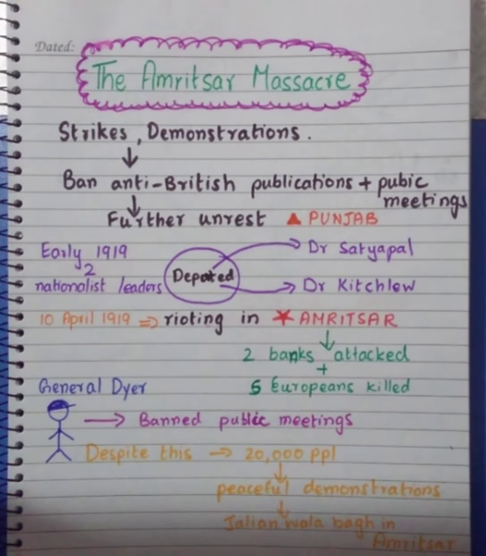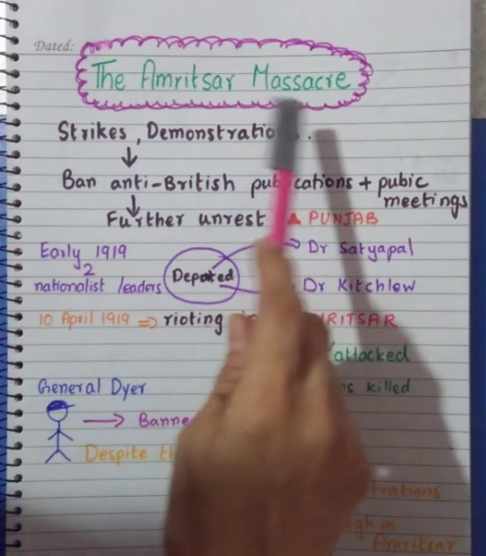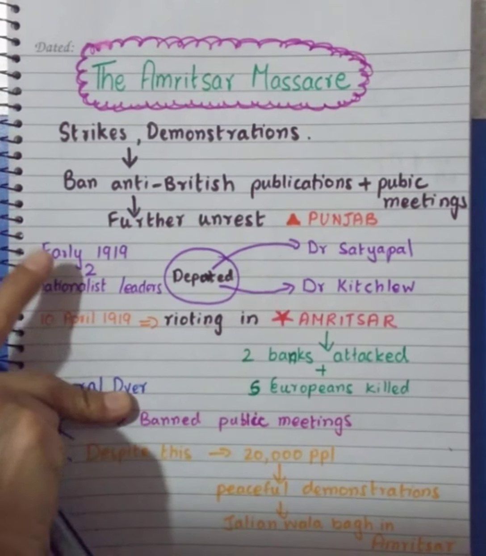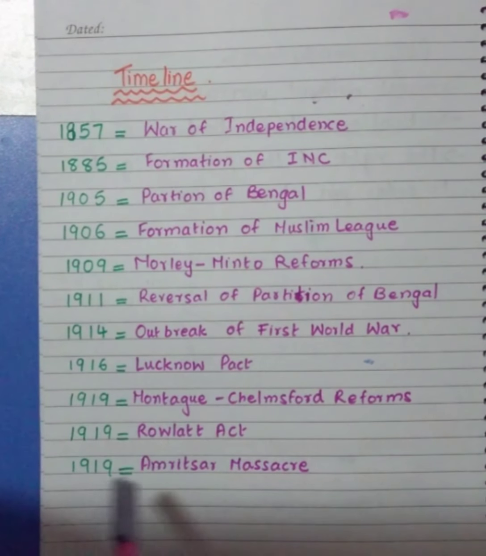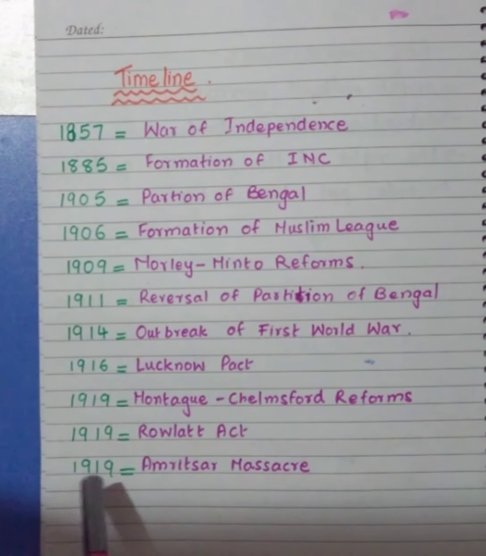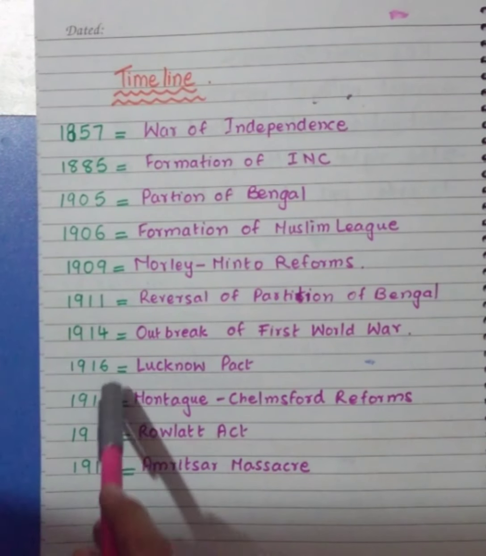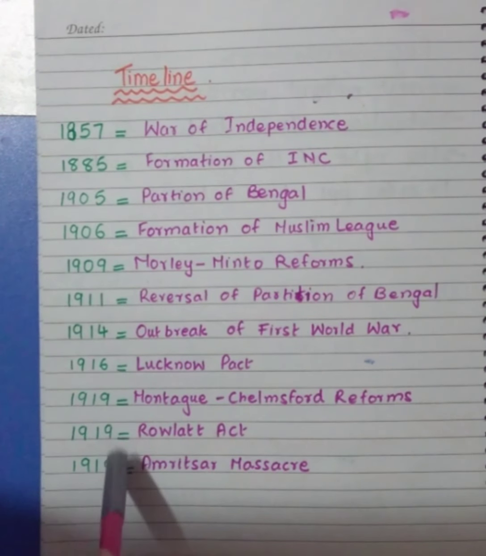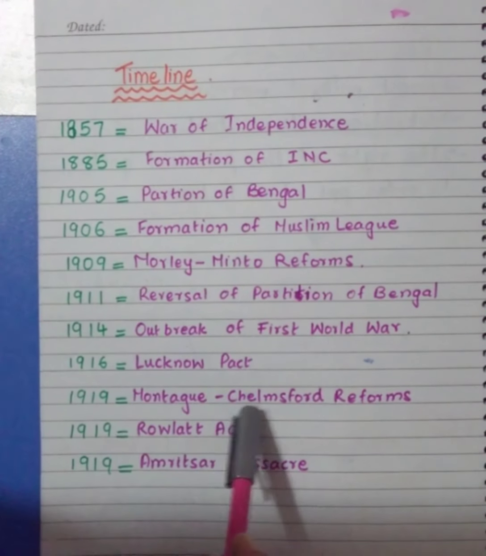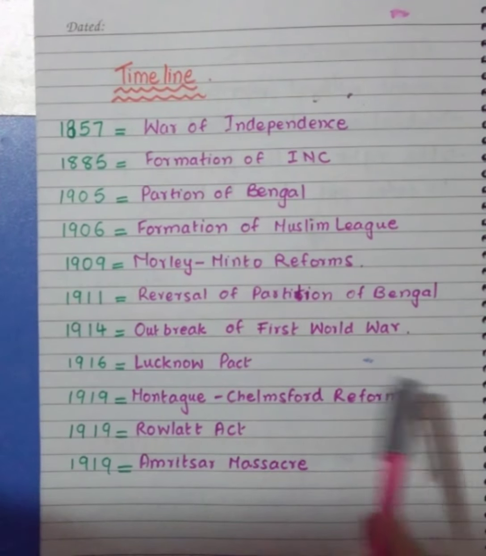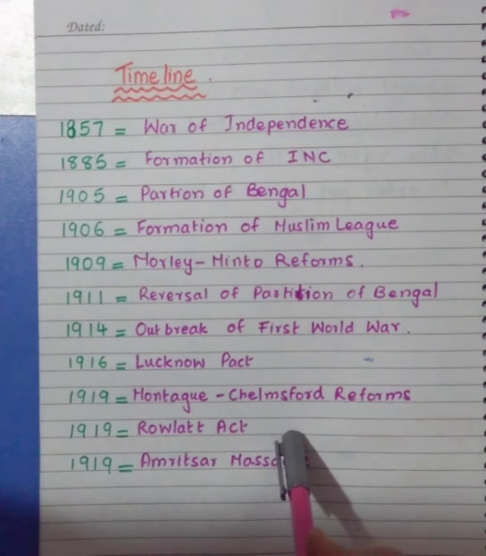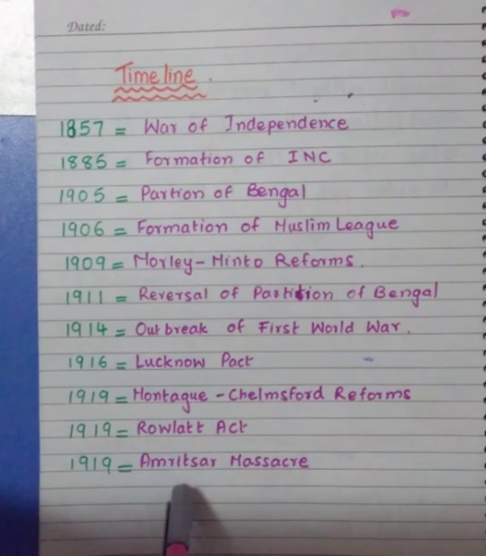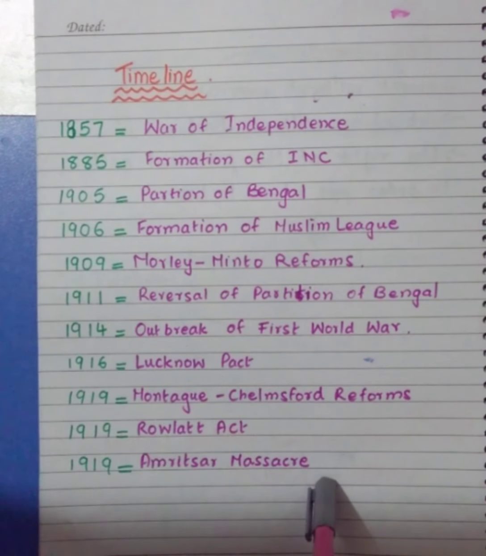And today we'll be talking about the Amritsar massacre. To understand this better, let's go through the timeline once again. So, where is the Amritsar massacre? It's over here. It occurred in the year 1919. And if you see on the timeline, there are three events that took place in the same year. In 1919, the Montagu-Chelmsford reforms were also released. In 1919, the Rowlatt Act was also passed, and immediately after the passing of the Rowlatt Act, the Amritsar massacre took place.